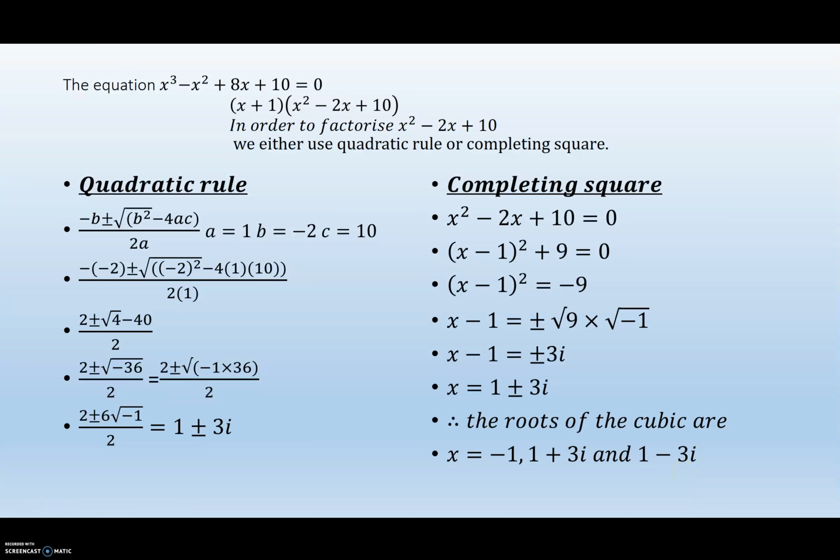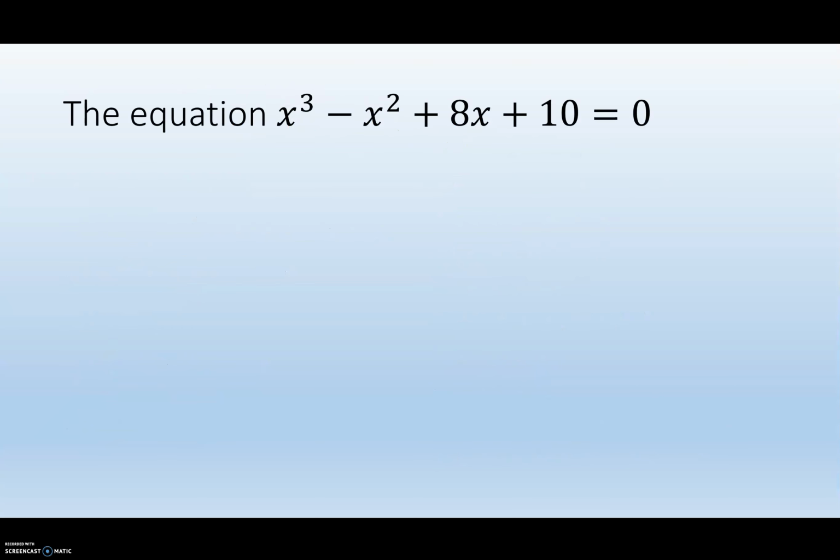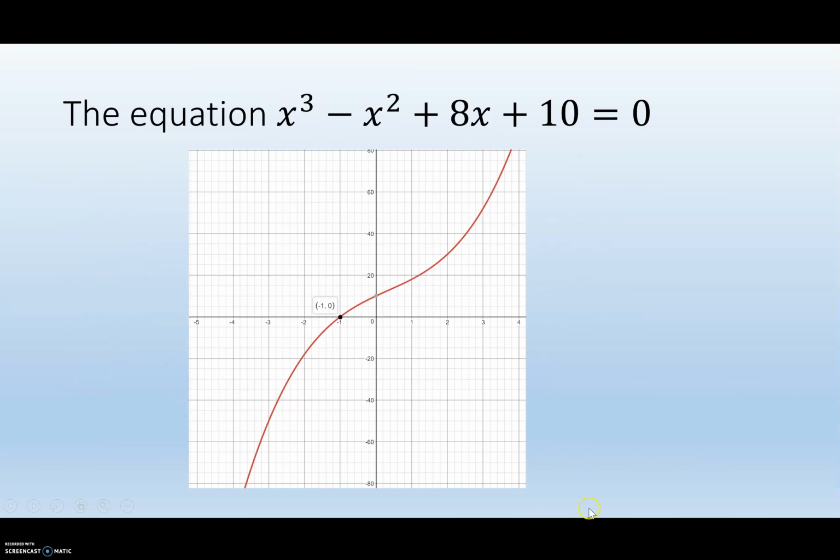If you want to visualize these roots in a graph, you will see it like this. One real root is -1, and the two other imaginary roots are 1 plus 3i and 1 minus 3i. So this is how you figure out or solve a cubic equation using complex numbers. Now your turn to try.